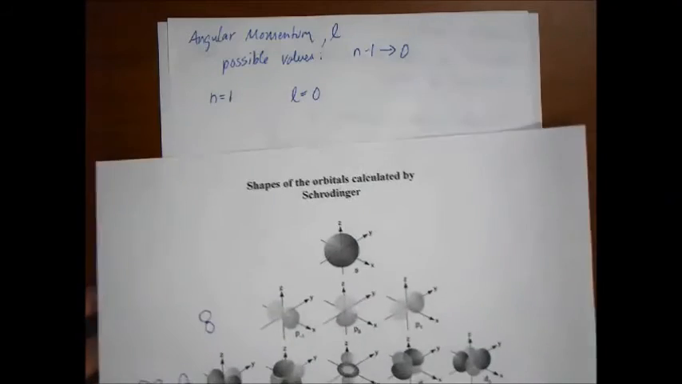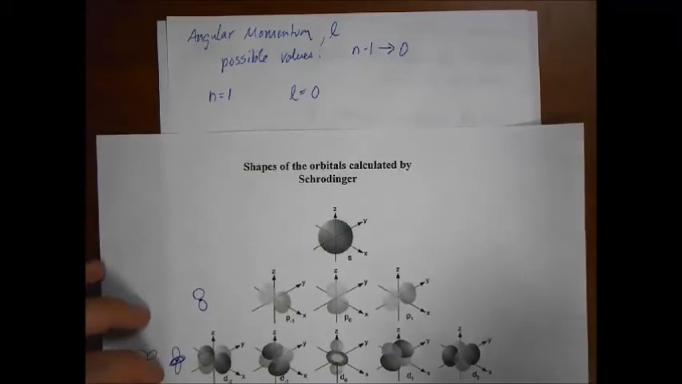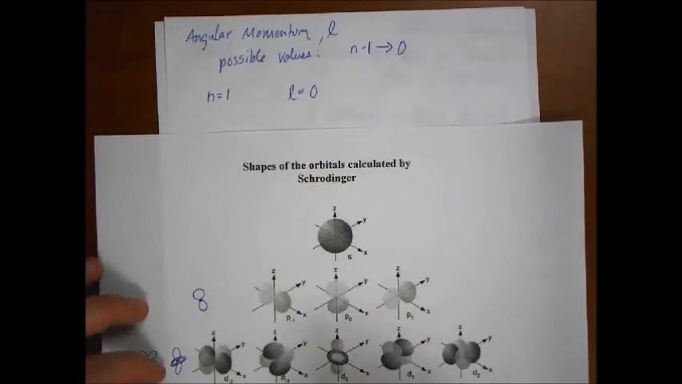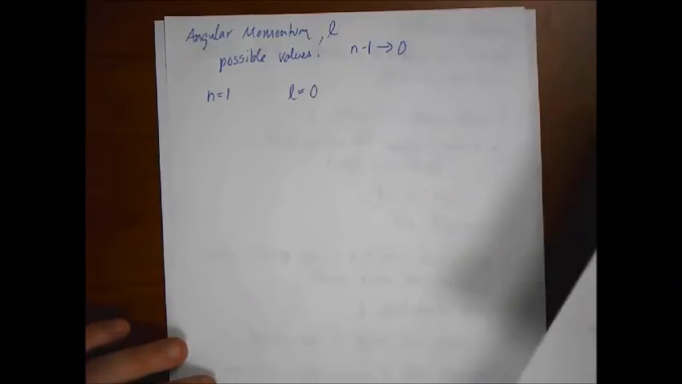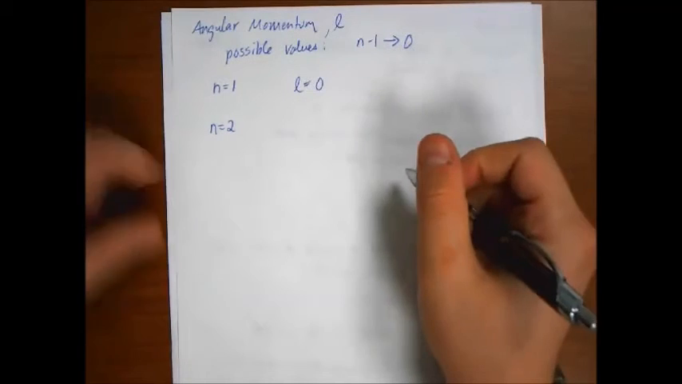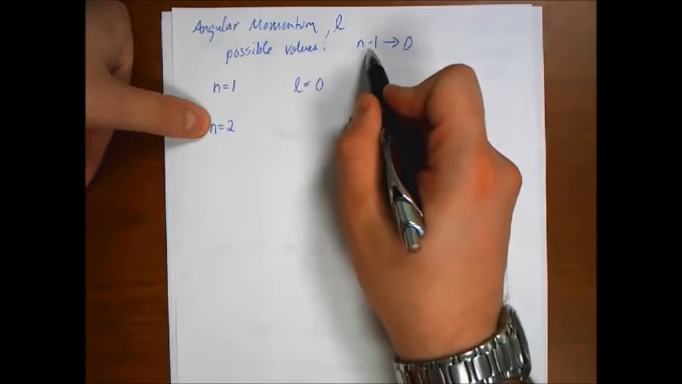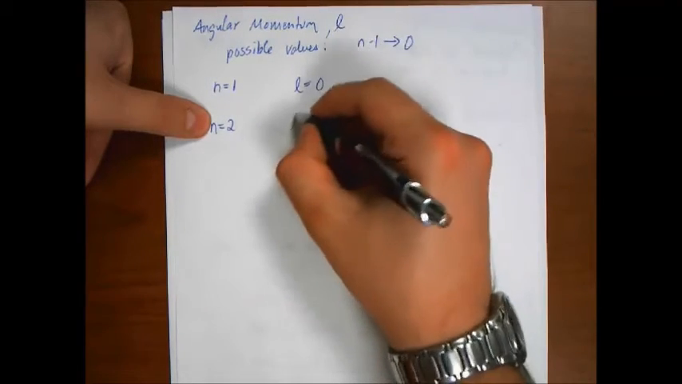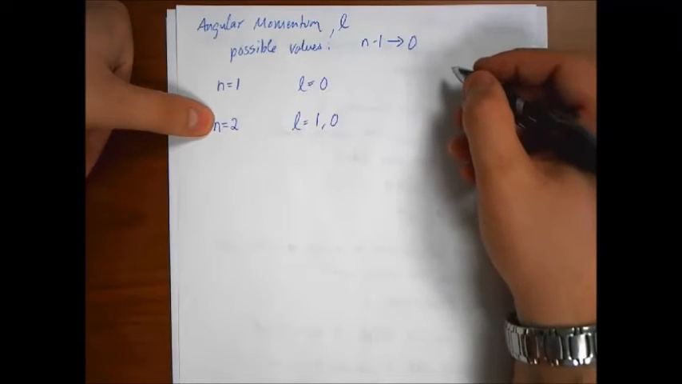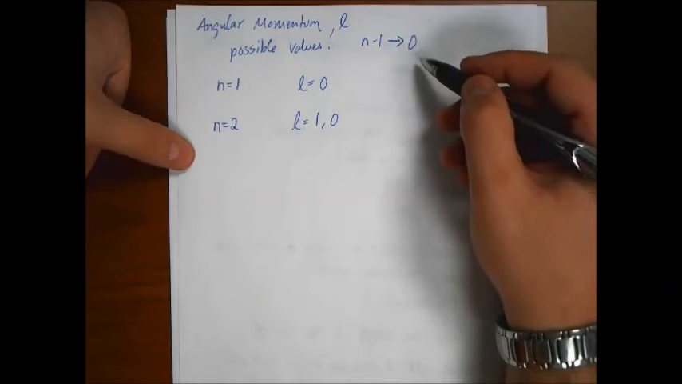Now, if we come over here, we can see that probably this L is equal to 0 is going to correspond to one of these shapes, and I'm going to get to that in just a second. But if we keep going, so n is equal to 2, we can say, okay, well, 2 minus 1 is going to be 1, so we're definitely going to get L is equal to 1, and then we have to go to 0, so we're going to get 1 and 0. So it's any integer value between n minus 1 and 0.